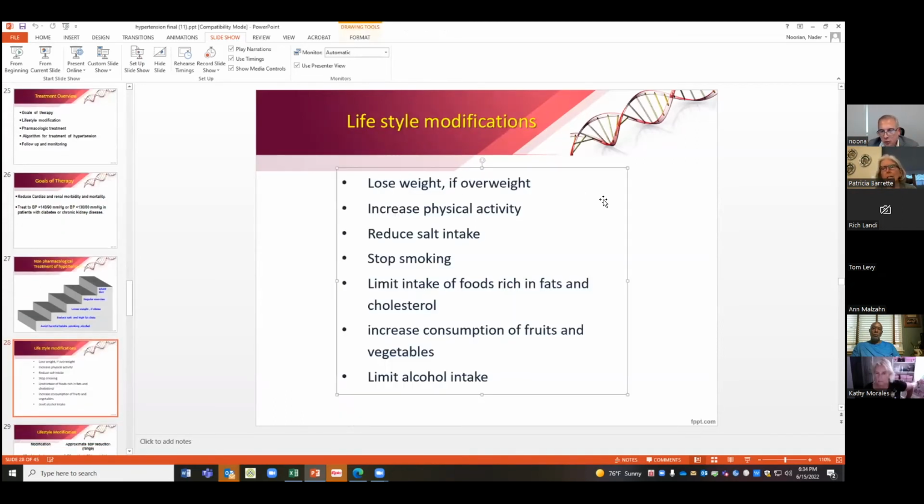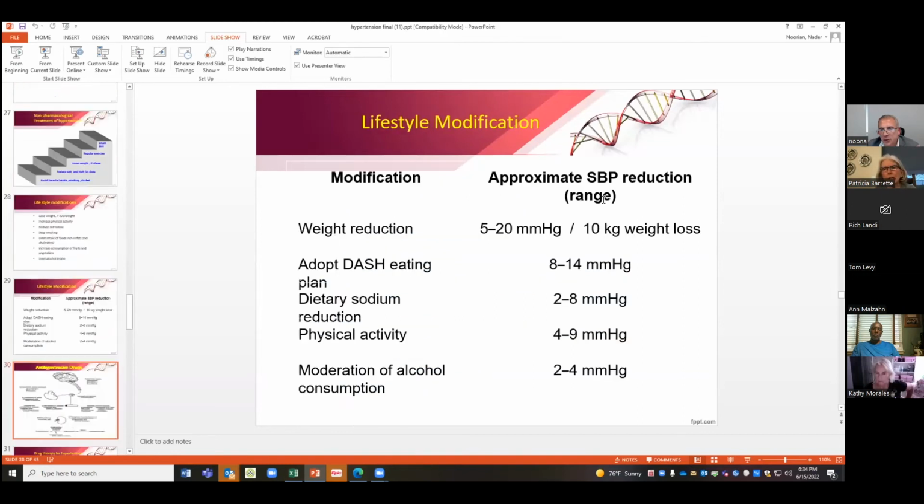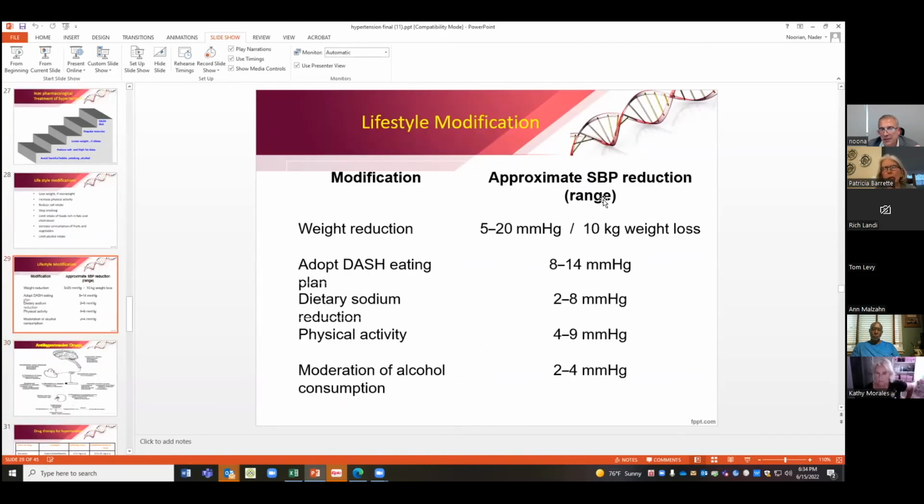Let's go to probably the stuff that you're a little bit more interested in. This is actually a pretty good slide. It gives you a pretty good idea of what type of response you're going to get from each of these factors. So weight reduction, if you lose about 10 kilograms, roughly 20 pounds, okay, you can reduce your blood pressure by up to 20 millimeters of mercury. So it could be anywhere between 5 to 20, but that's pretty good. 20 for 20. So 20 pounds for 20 points.